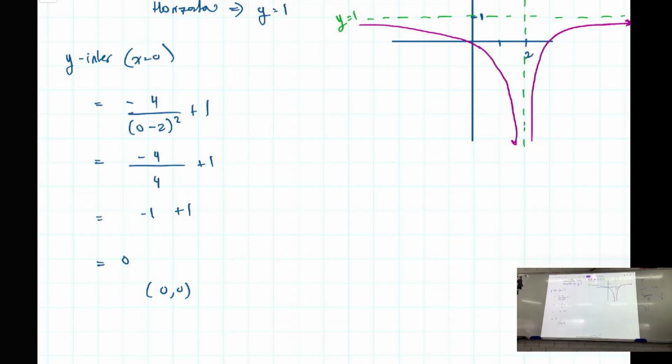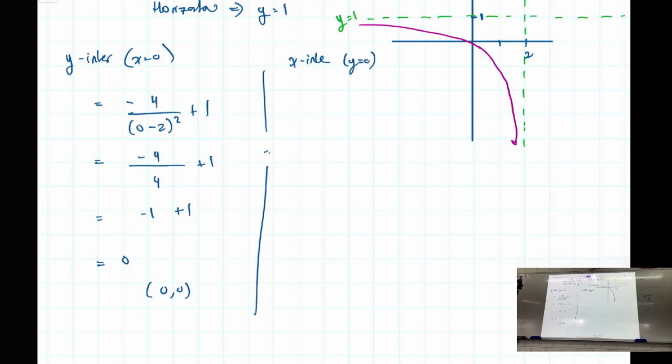Then the next one, my x-intercept. So my x-intercept is making y equals 0. So that would be 0 equals minus 4 over x minus 2, squared, plus 1. How do we solve this? What do we do first? Move the 1 to the other side. Minus 1 equals minus 4 over x minus 2 squared.